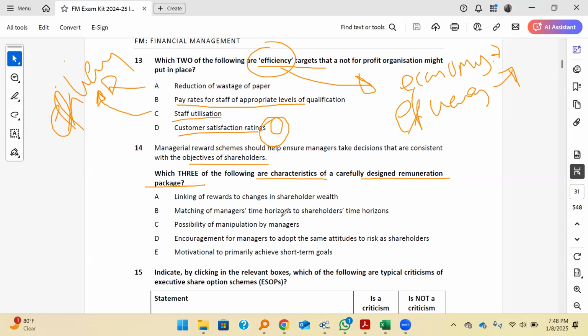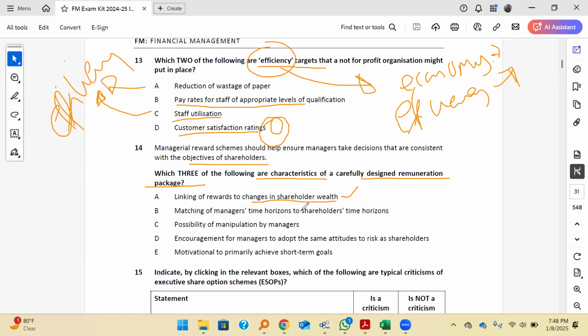So you see, linking rewards to changes in shareholder wealth. This is a good one. For example, as directors, they should be able to have this incentive of saying, okay, if you increase shareholder wealth by 40%, there's a bonus. That makes sense, because it means that they are working to satisfy the shareholders, which is what we call goal congruence, having the same goal.